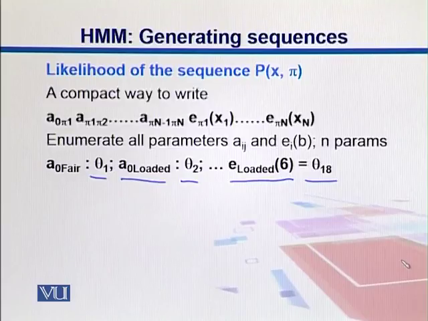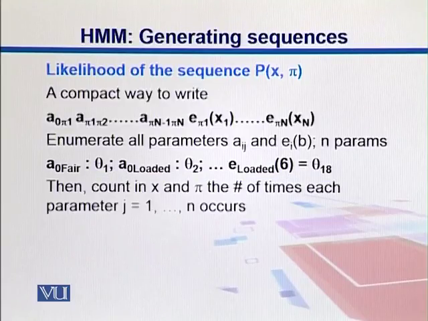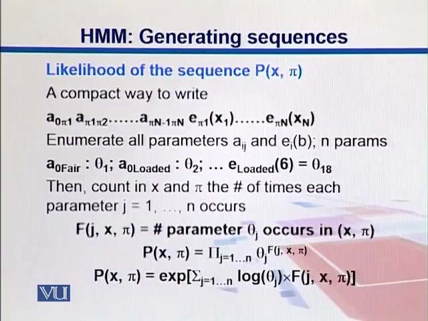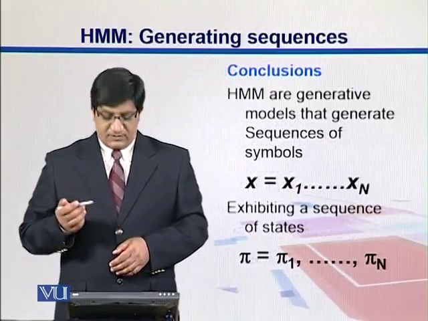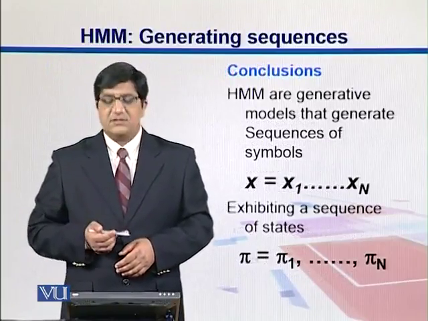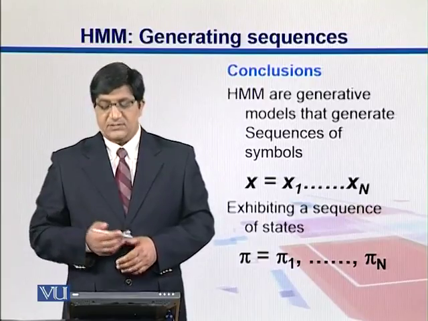What is the likelihood of these parameters? We can count in x and pi the number of times each parameter occurs, and that will give us the likelihood estimates. For example, we have parameters 1 up till 18, and for any of them we can calculate its occurrences in x. That is given by these equations. So HMMs are generative models. We can generate a sequence of symbols using these HMMs while exhibiting a sequence of states.